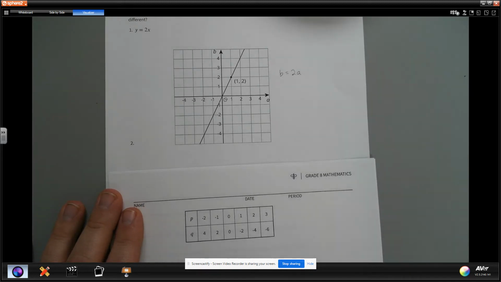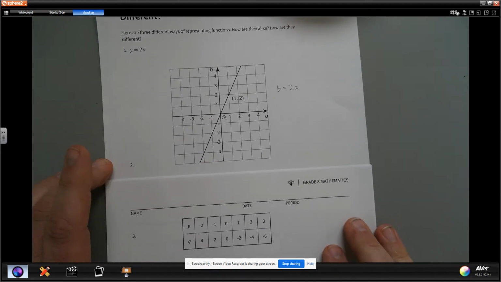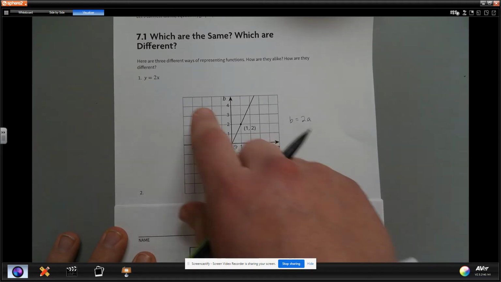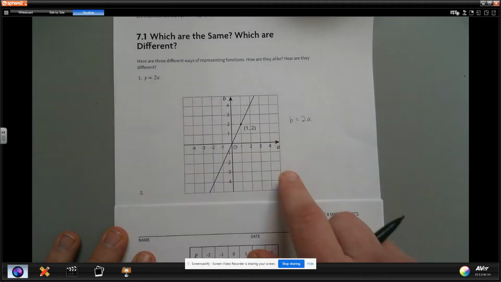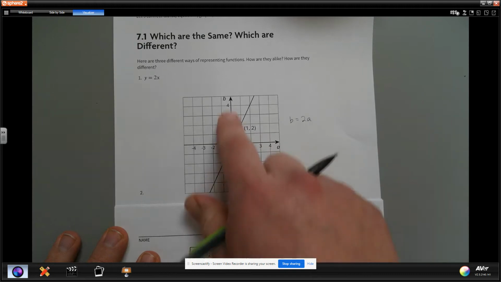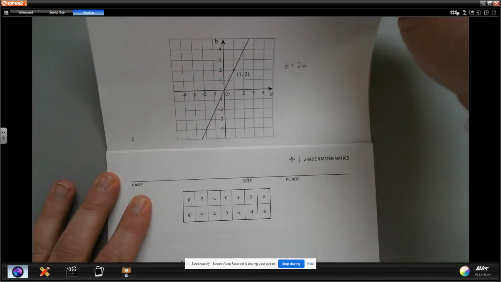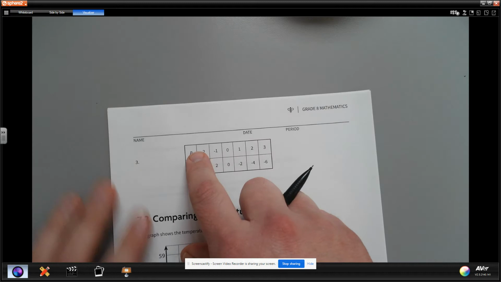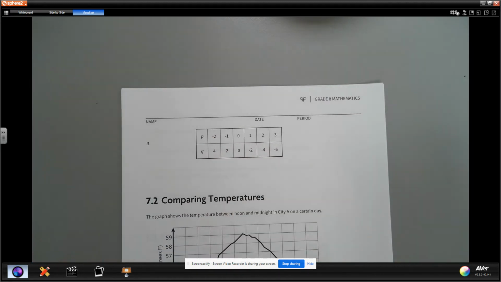So a lot of different ways that we can interpret the information. The fact is, on all of these, there's still an input and an output. We still have the input on the x-axis, the output on the y-axis. And within a table, we see the input is always on the top and the output is on the bottom.